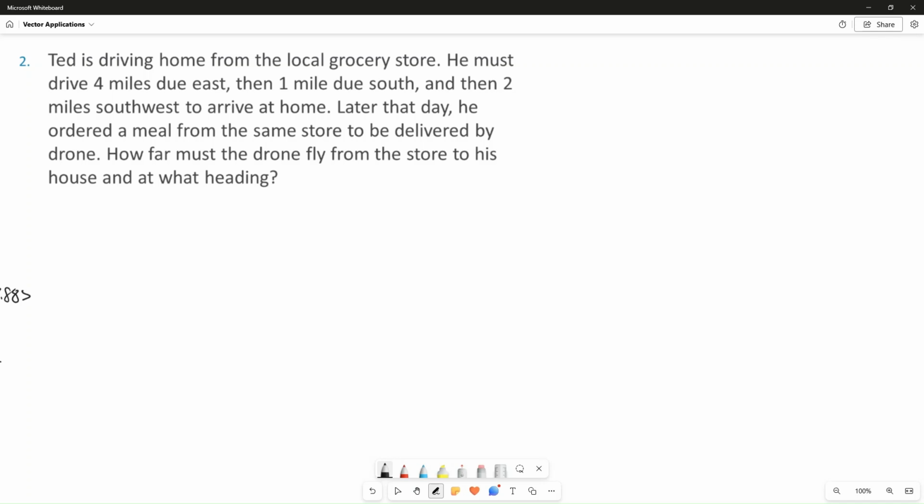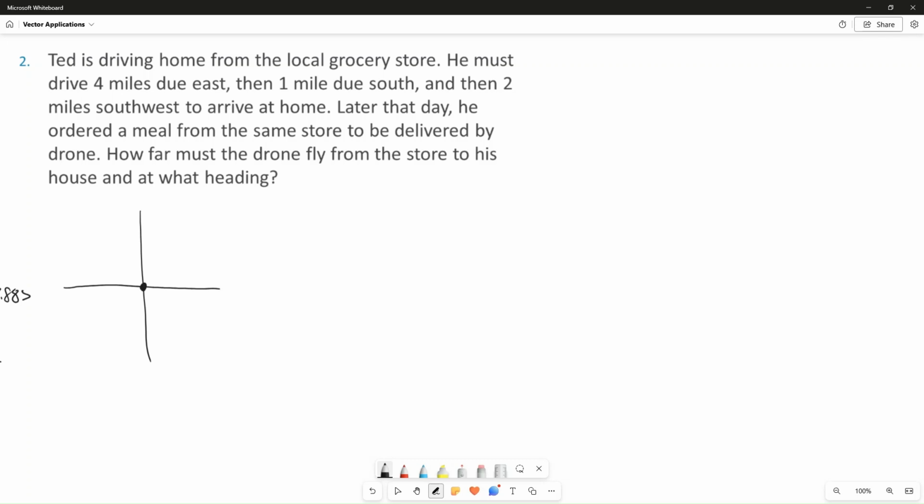Okay, so we want to find the total distance, or the direct distance from the store to his house, and then we want to find the heading. And again, for heading, we want to think in terms of a north, south, east, or west angle. Okay, so with all these types of problems, let's first draw a picture. We have our XY axes here, and we're going to say the grocery store is at the origin. That's where Ted starts, and where the drone is also going to start.